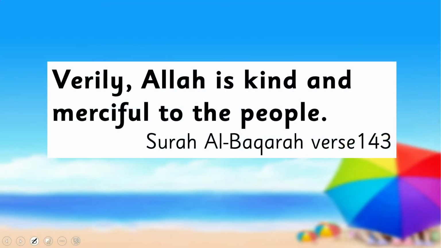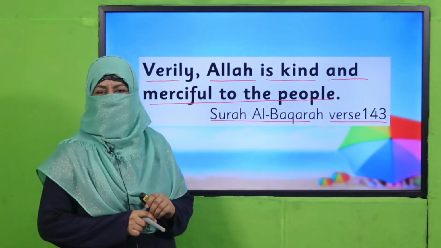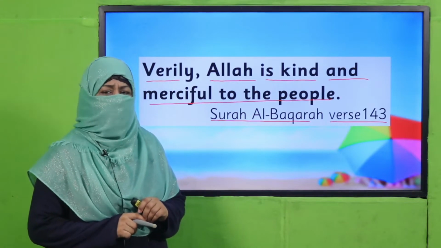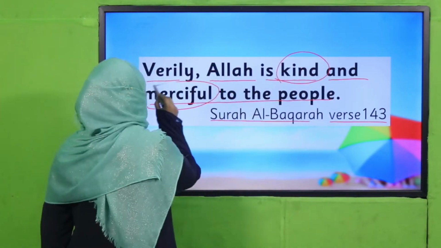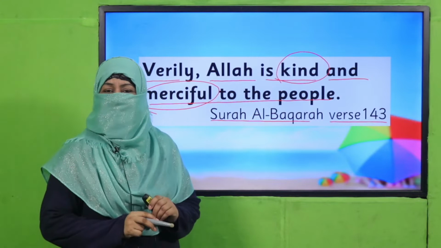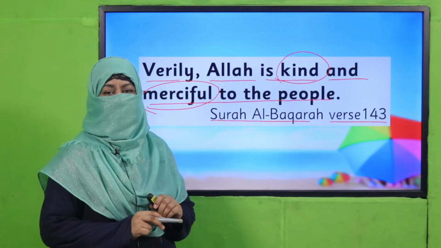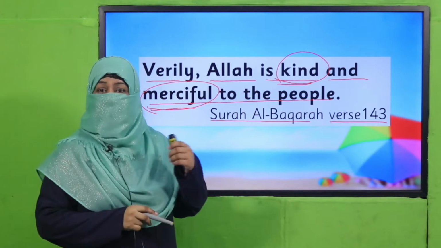Let's start with the name of Allah subhanahu wa ta'ala. Allah mentions in Quran, Surah Al-Baqarah, verse 143, Verily, Allah is kind and merciful to the people. Yes, my dear children, what is this beautiful verse telling us? Beta, this beautiful verse is telling us two beautiful attributes of Allah subhanahu wa ta'ala. Allah is kind and merciful to all of us. Alhamdulillah. So beta, Allah is kind and merciful. So we should be obedient to Allah subhanahu wa ta'ala, and we should also be kind and merciful with each other, with others.